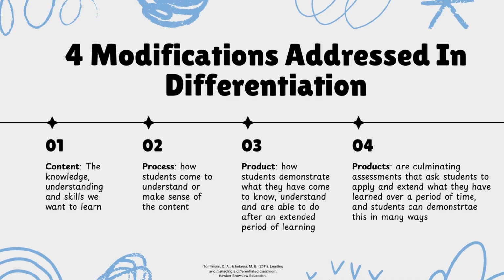To differentiate the process, we could consider this how students come to understand or make sense of the content. The process refers to the learning experiences and activities students engage in to internalize new knowledge. Because students vary widely in learning style, pace, and cognitive strengths, teachers must strategically adjust these sense-making opportunities. This may involve offering tiered activities, flexible grouping, hands-on exploration, guided inquiry, problem-based learning, or scaffolded supports.